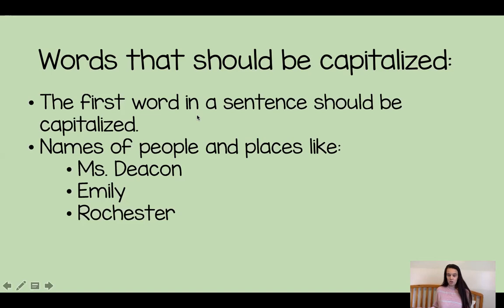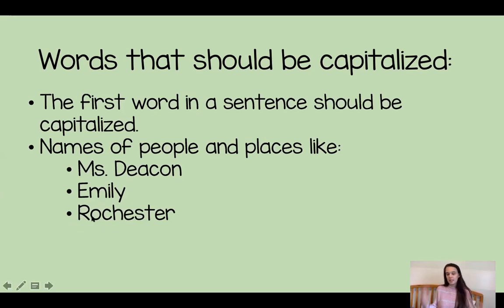And the next important thing is places. So Rochester, we live in Rochester or around Rochester, right? And so Rochester is a place, it's our city. We need to make sure that people know that this is an important word. It's not just a regular word, it's a place. So it's the name of a place. And the R is going to be the only capital letter in that word, Rochester, okay?